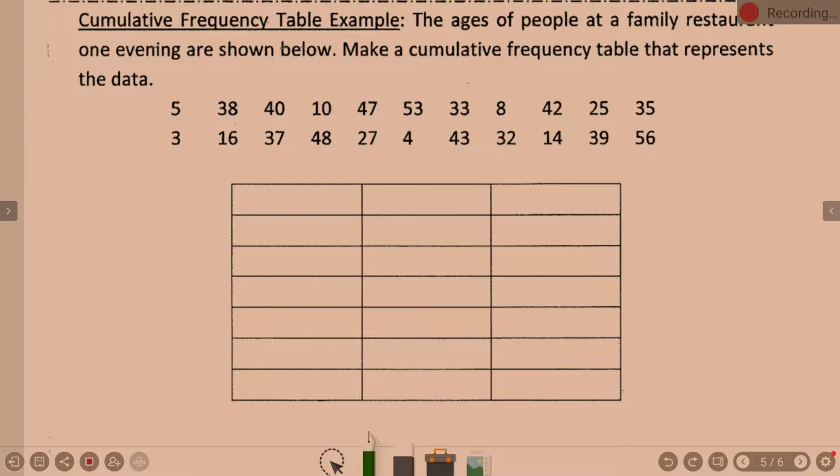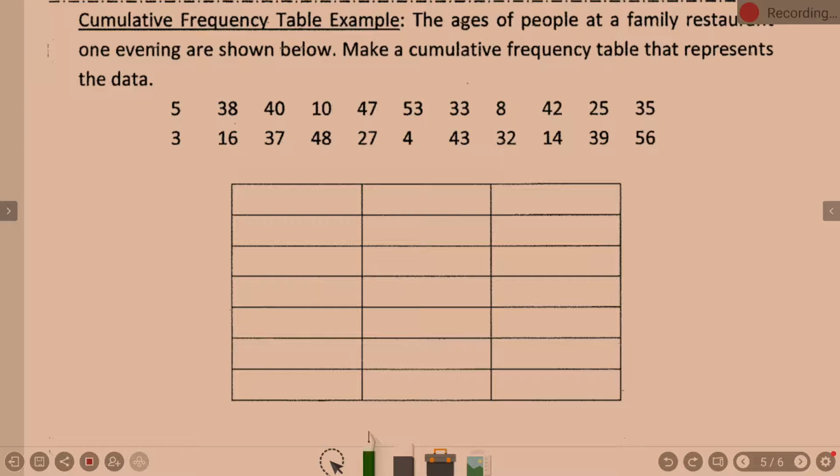Okay, so cumulative frequency table. The ages of people at a family restaurant one evening are shown below. Make a cumulative frequency table that represents the data. You'll notice I have 3 columns here. We're still going to have our left column being our groupings, our categories, or our intervals. We're going to put just regular frequency in the middle, so then when we get to the right, we can do the cumulative.